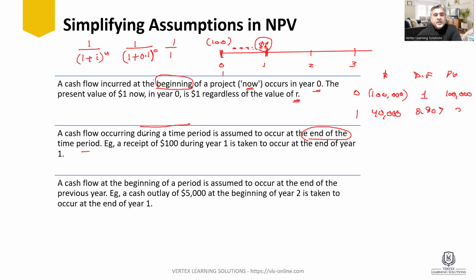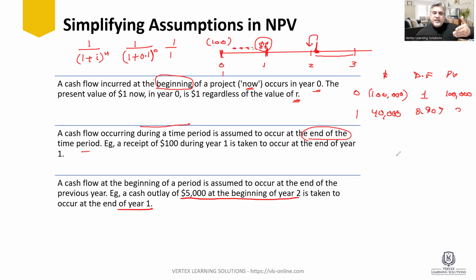Then we see another assumption. It says that a cash flow at the beginning of the period is assumed to occur at the end of the previous year. Example, a cash outlay of 5,000 at the beginning of year 2 is taken to occur at the end of year 1. So if in some situations they tell you that you are investing some money at the beginning of year 3, and I am receiving or investing some money then, you should assume that it is happening at the end of year 2.